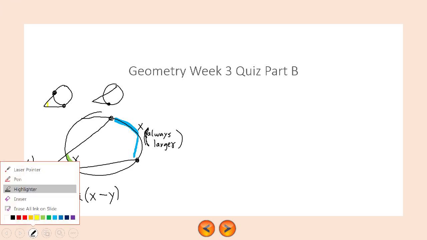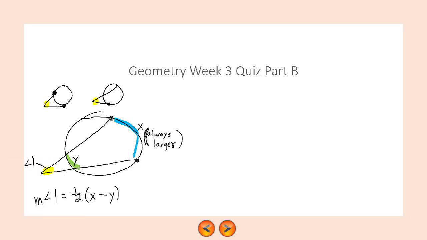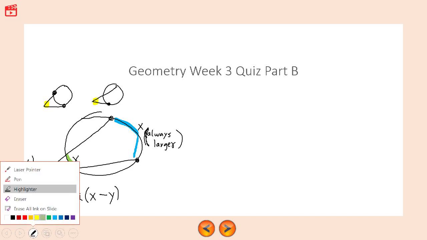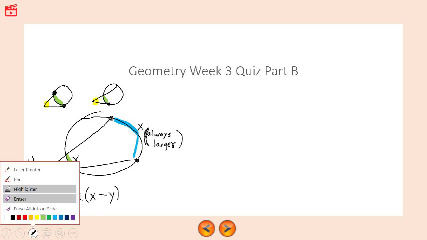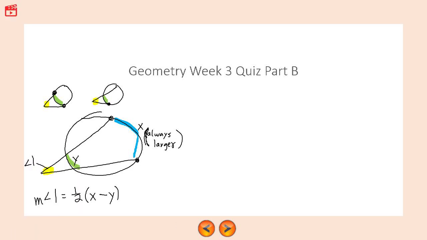Angle 1 would still be the angle outside of the circle. Y would be the smaller arc, and X will be the larger arc made by the angle. All 3 pictures here are using the exact same equation. It'd be an equation that is on your reference sheet. We'll see some problems like that.